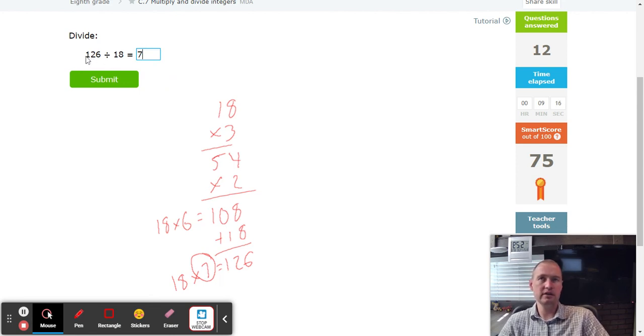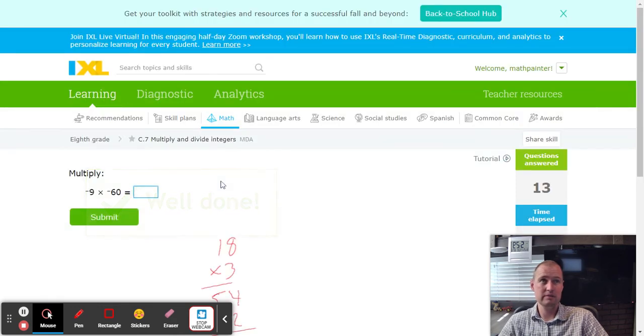Now we need to check our signs here because we have a positive divided by a positive. Same sign, stays the same sign, so stays positive.